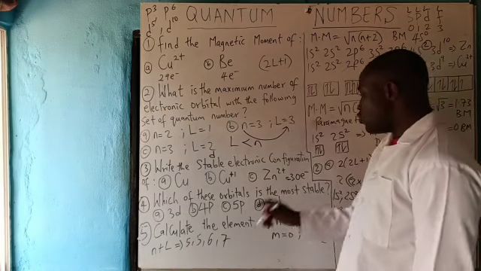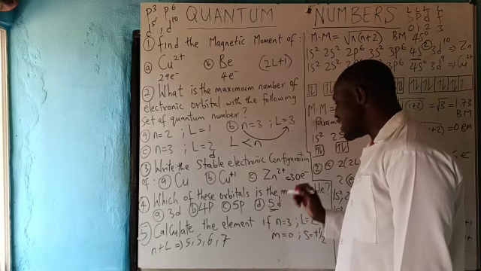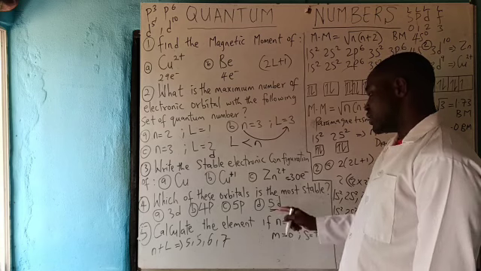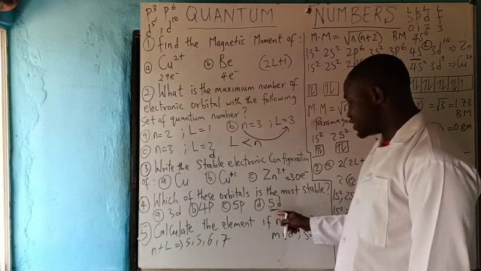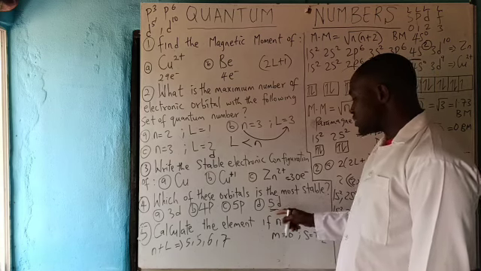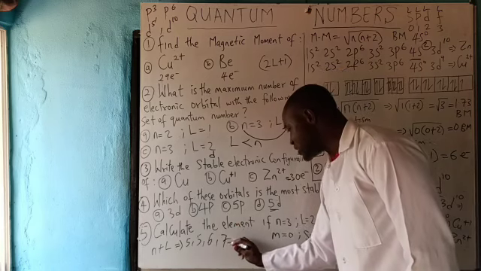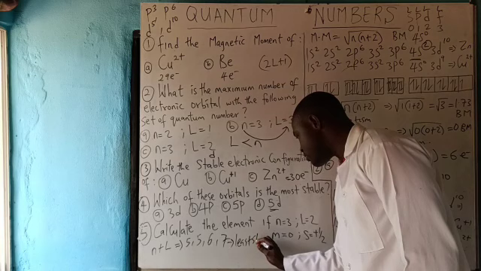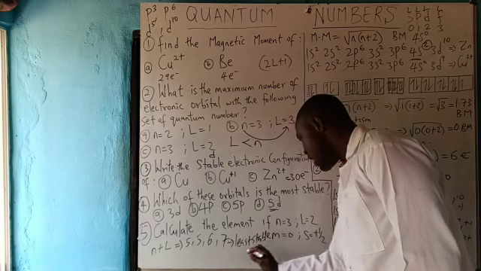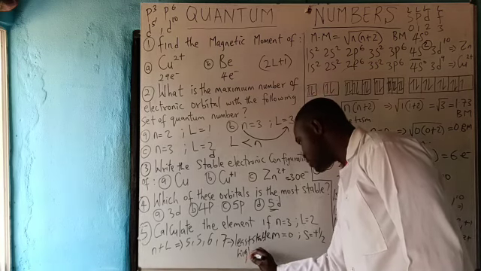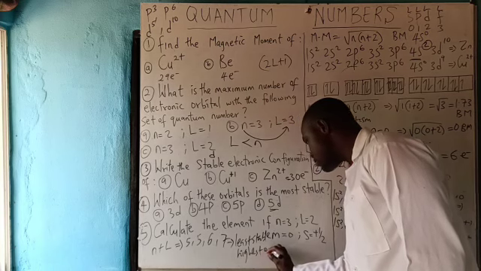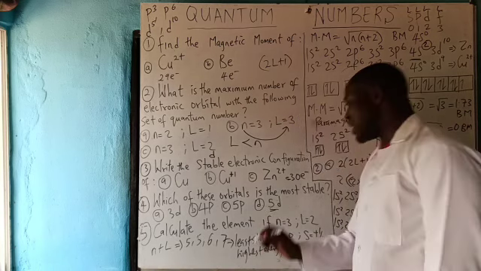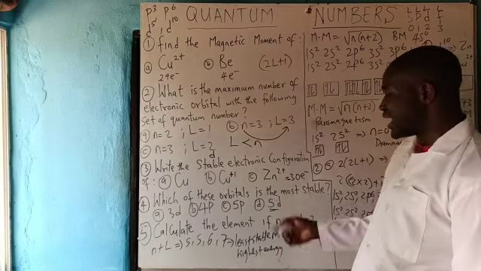And so we will say that these have the highest energy. And since it has the highest energy, this is the least stable. Highest N plus L, that is highest energy.